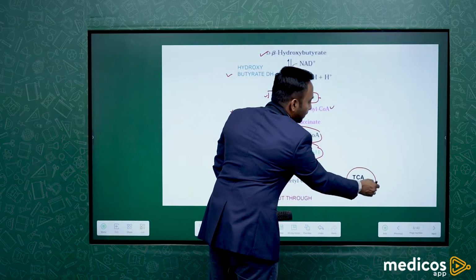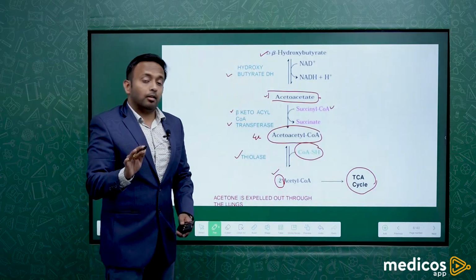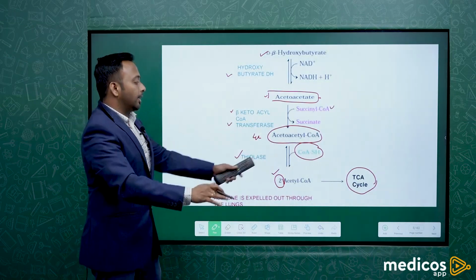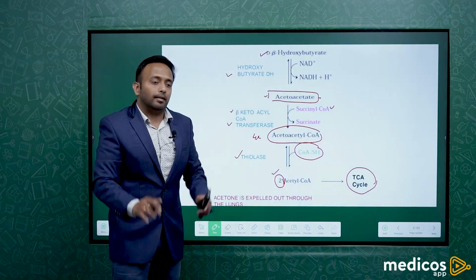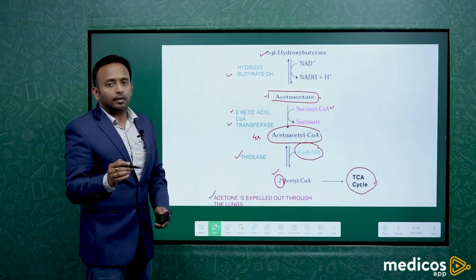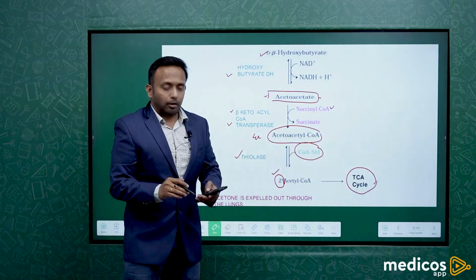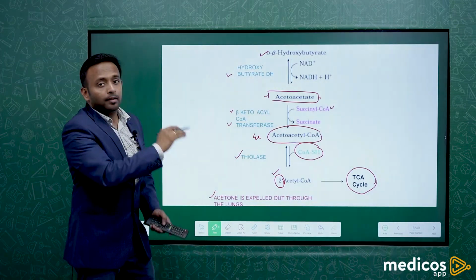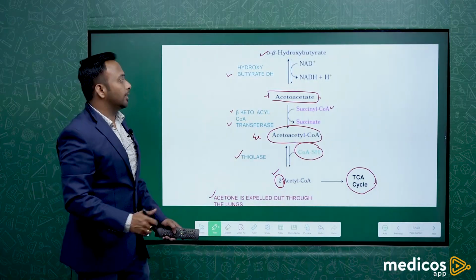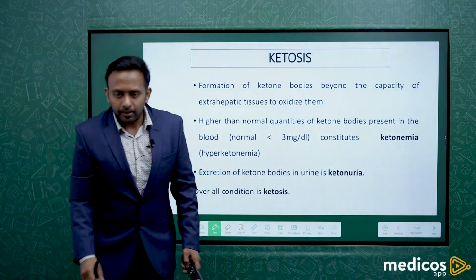Now please remember, this whole pathway is occurring in the mitochondria, and TCA is also occurring in the mitochondria. So the substrates required for the TCA cycle are delivered at the same place, that is the extrahepatic tissue. And as acetone is excreted through the lungs, that is why I told you first, it is not available for the ketolysis purpose. Okay, so this is the simple pathway of how ketolysis occurs in the extrahepatic tissue, generating the energy.